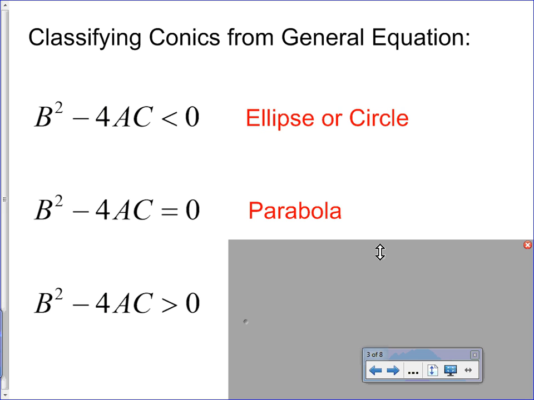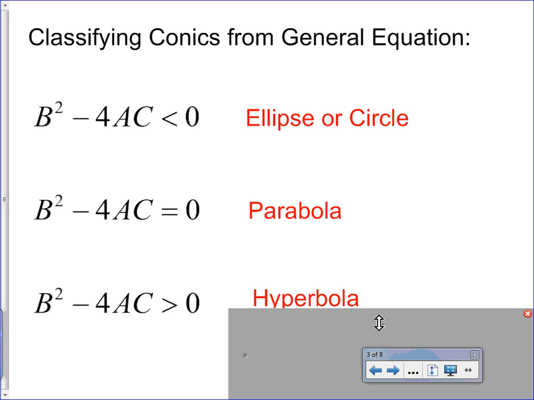And if b squared minus 4ac is greater than 0, it must be a hyperbola. We're going to use this on each of our problems. I suggest you do it just at the very beginning, do a quick calculation of the discriminant, and try to decide what shape it is.